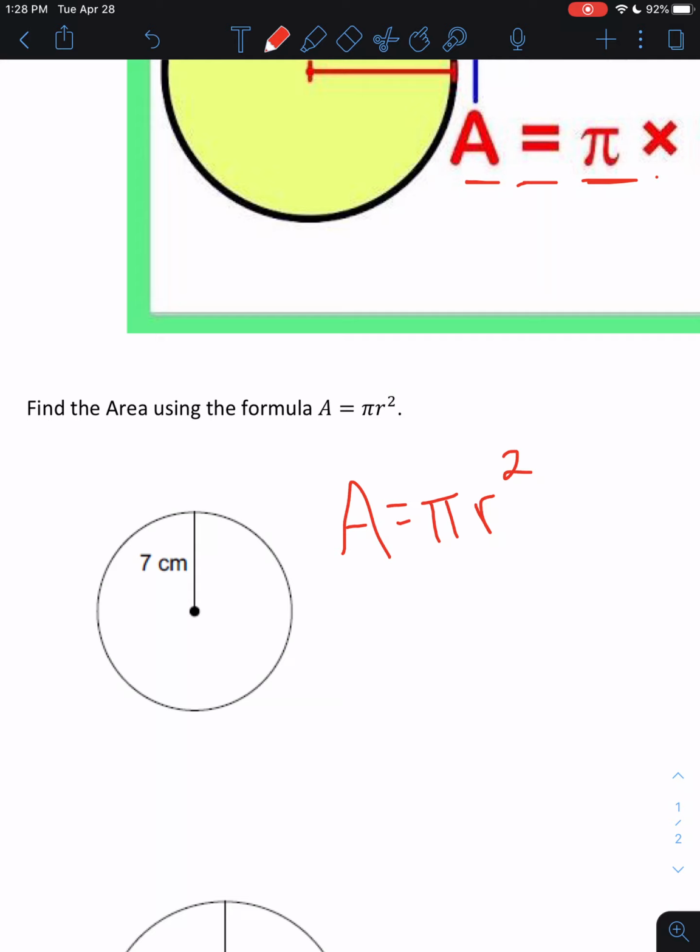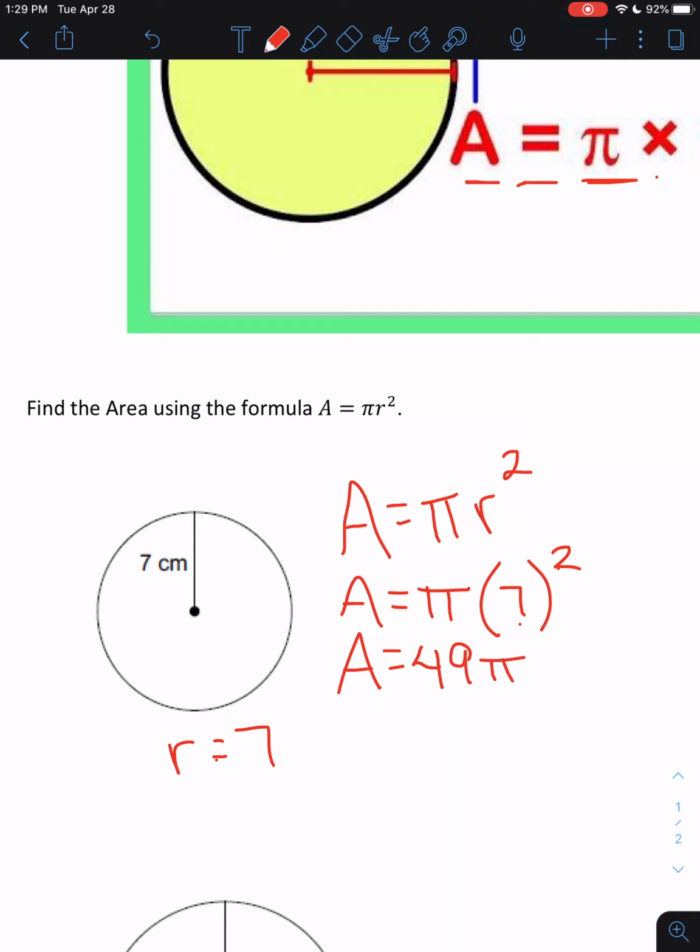Then we also want to say, what is our radius? Well, in this problem, our radius is 7. So A equals pi times our radius of 7 squared. Then our next line, area equals, what is 7 squared? Well, 7 times 7 is 49. So now we have 49 pi. That's actually our area in terms of pi.